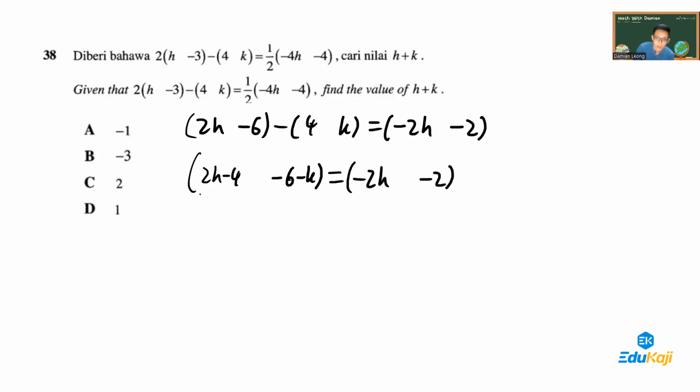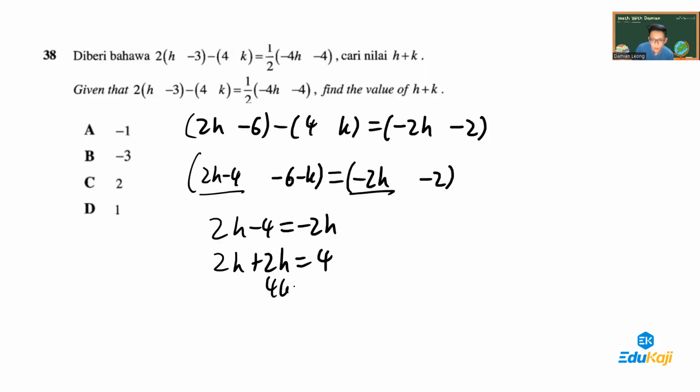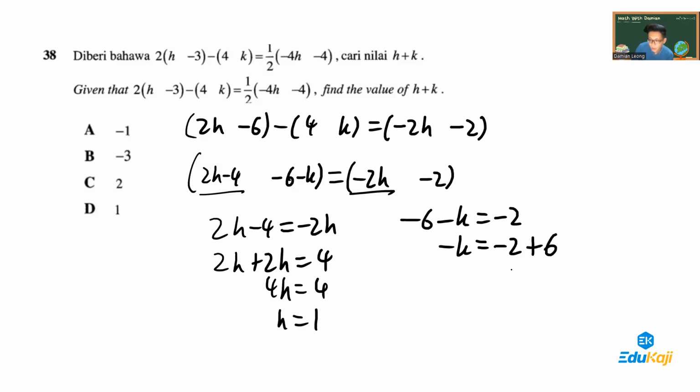So compare separately: this equals this, and this equals this. So 2H minus 4 is -2H. 2H plus 2H equals 4. Minus opposite plus. 4H is 4, so H is 1. The other one, -6 minus K is -2. -K is -2 plus 6, which is 4. Bring over the negative, K is -4. So H plus K means 1 plus -4, which is -3. Answer B.